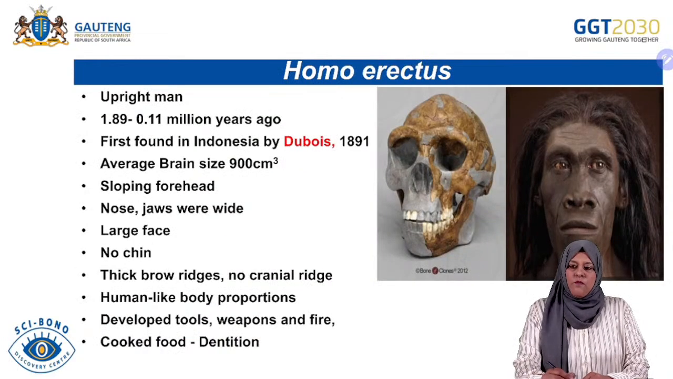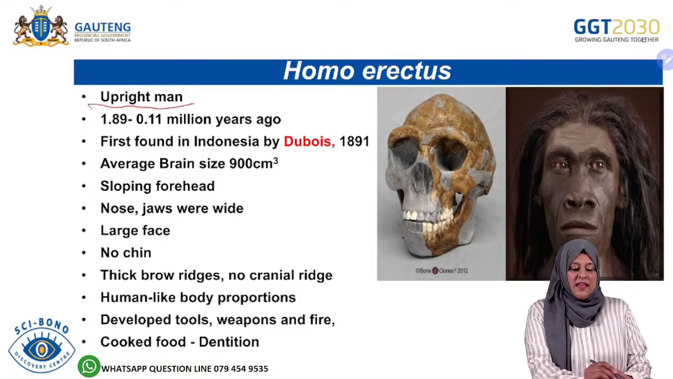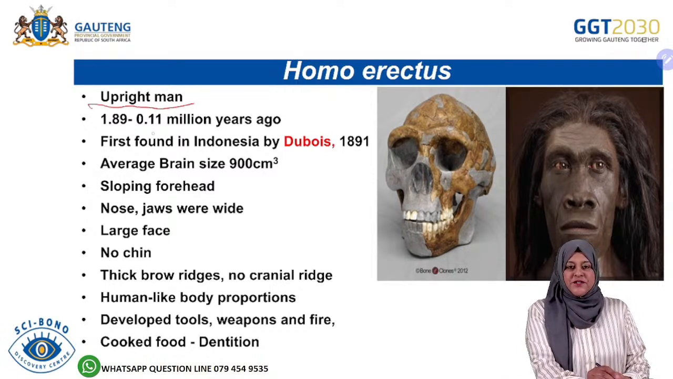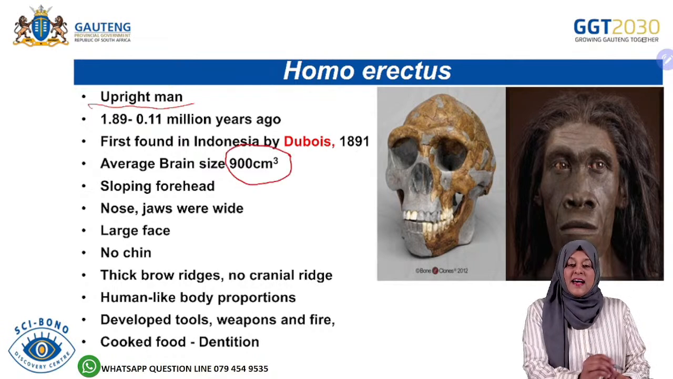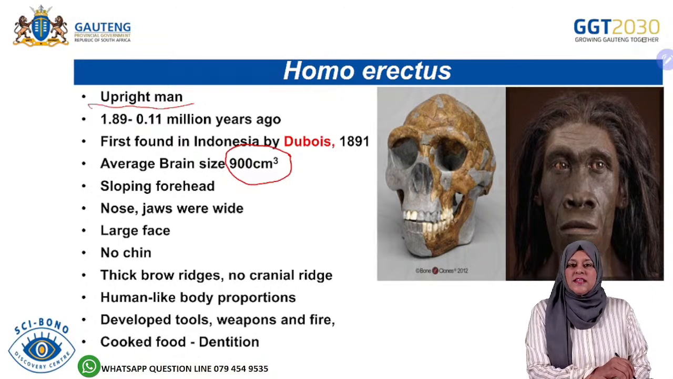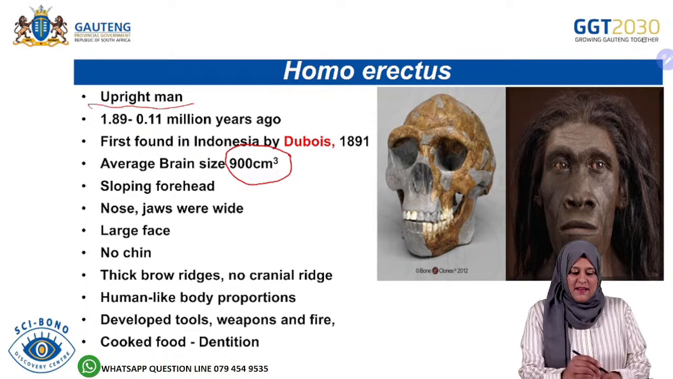Then we look at Homo erectus. Homo erectus is the upright man, erect, stand up straight, right? The upright man that lived 1.89 to approximately 0.11 million years ago. They were found in Indonesia by Du Bois in 1891. Average brain size 900 cubic centimeters. So can you see what a significant change or difference in brain size?